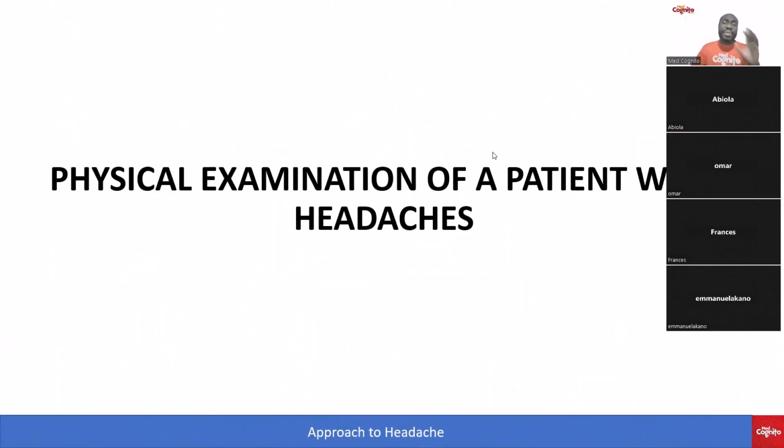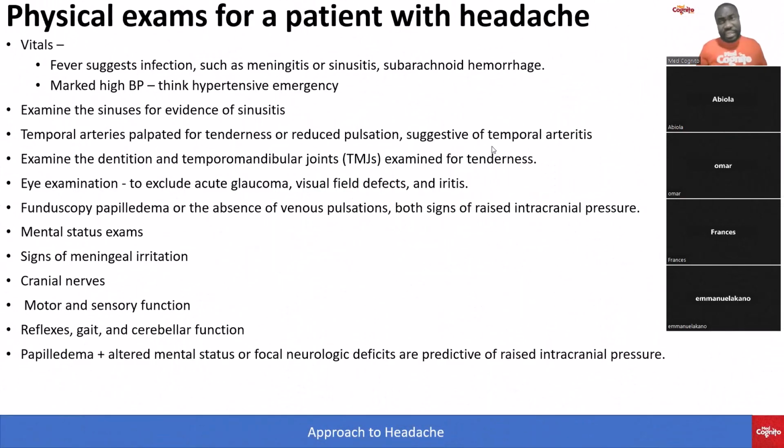So, physical exam of a patient with headaches. The first thing you want to do if a patient comes into the emergency room or to your clinic: what are the vital signs? Pulse, blood pressure, and especially fever, because fever plus headache, think about meningitis, encephalitis, sinusitis, even subarachnoid hemorrhage. Subarachnoid hemorrhage can cause some level of fever.